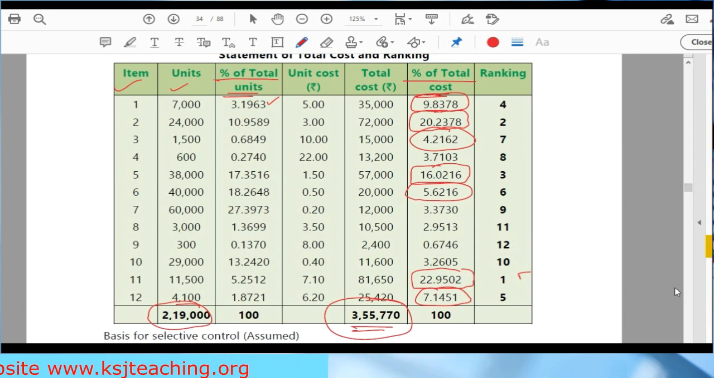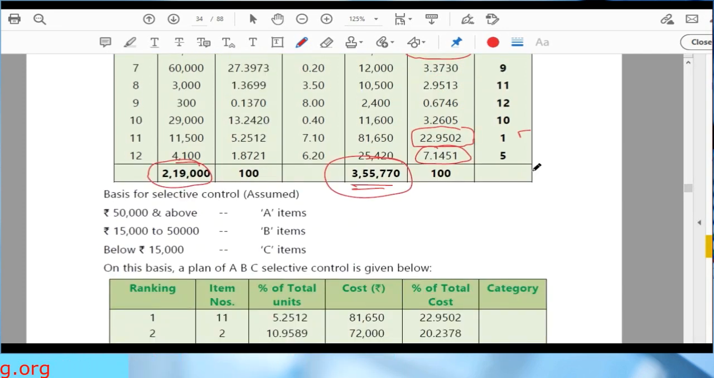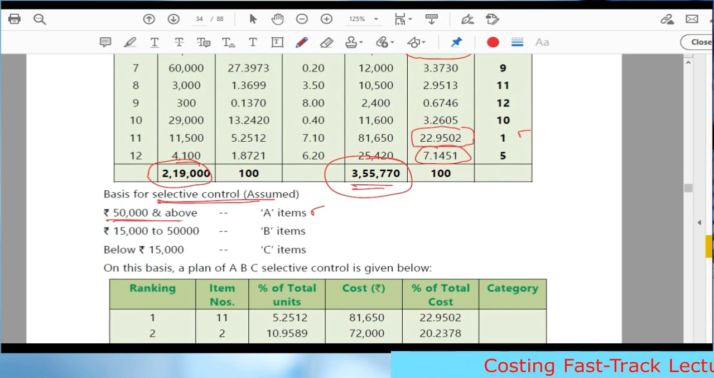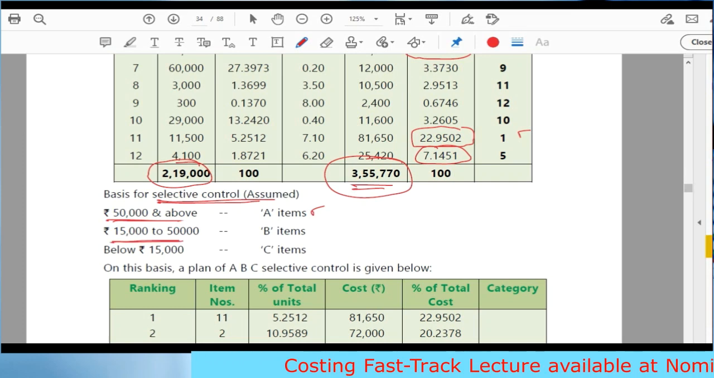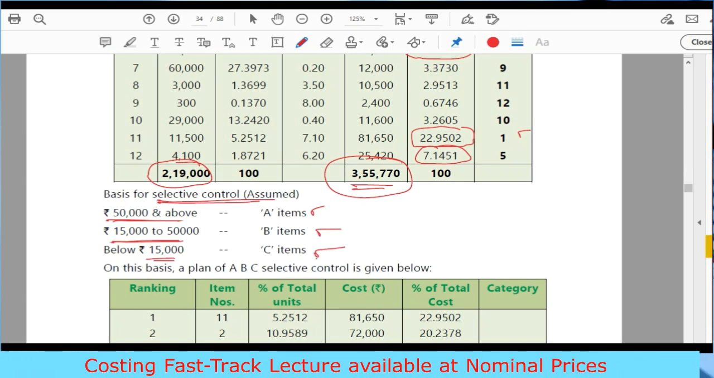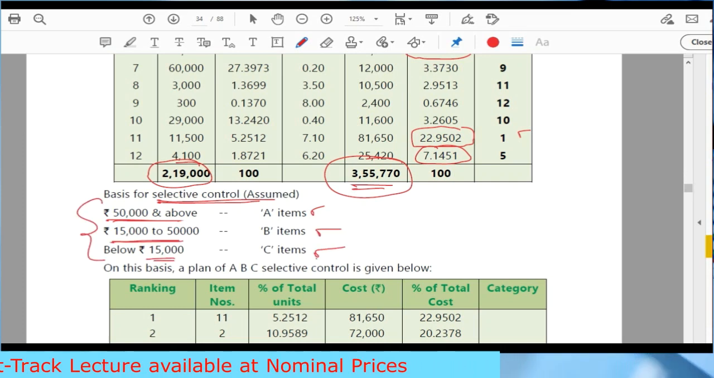Okay, so now we do the categorization. So as the basis for the selective control, they say if the value is 50,000 and above, we will categorize them as A items. If it is 15 to 50,000, B items. Below 15, sir, is it given somewhere? No, sir, it is not given.